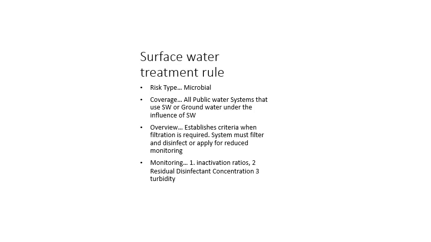Surface water treatment rule. The risk type is microbial. Coverage: all public water systems that use surface water or groundwater under the influence of surface water. The broad overview establishes criteria for when filtration is required. A system must filter and disinfect or apply for reduced monitoring. Monitoring is looking for inactivation ratios, residual disinfectant concentration, and turbidity.